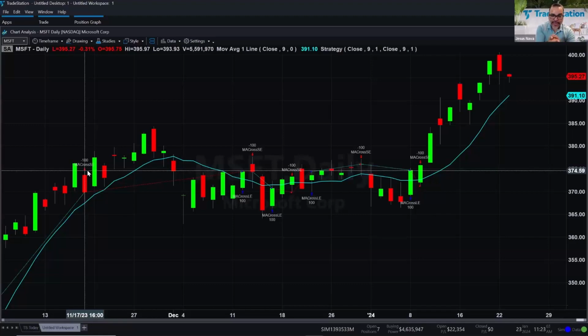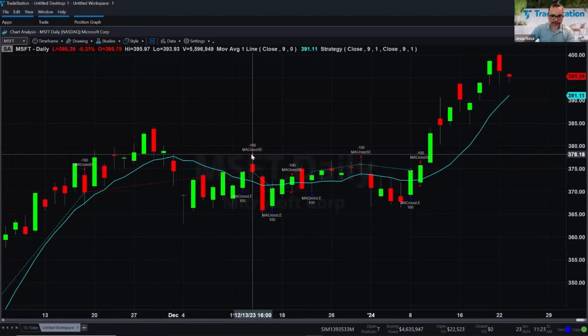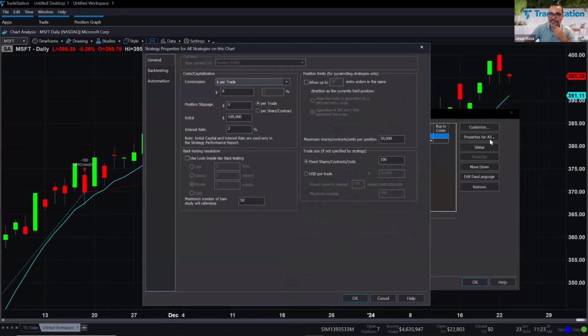Let me go ahead and provide the strategy more data. To recap, we know that the strategy only sees 4 prices. It sees the open, the high, the low, and the close. But now we're going to tell it, use more data. So I'm going to come over here to the strategy. Let me go ahead and double click on any one of these arrows. And I'm going to go to properties for all here on the right-hand side. Notice that it's different than clicking customize. You click customize to access the intrabar order generation. You go to properties for all to access what's called the backtesting resolution.